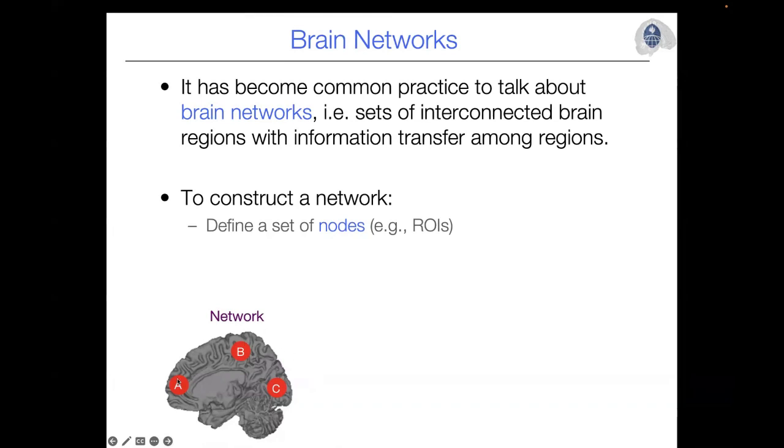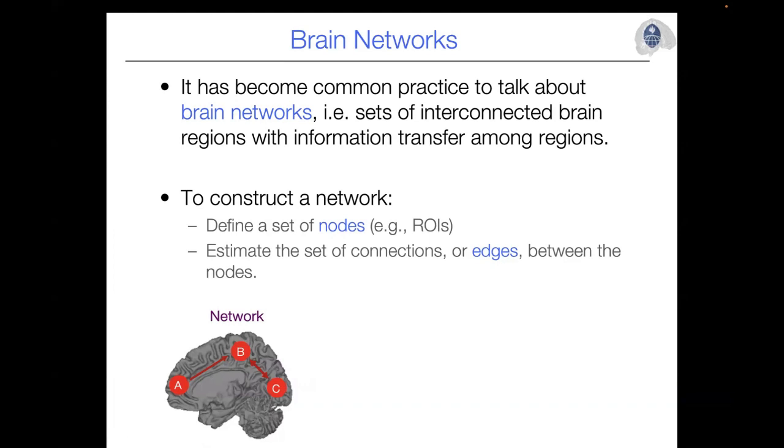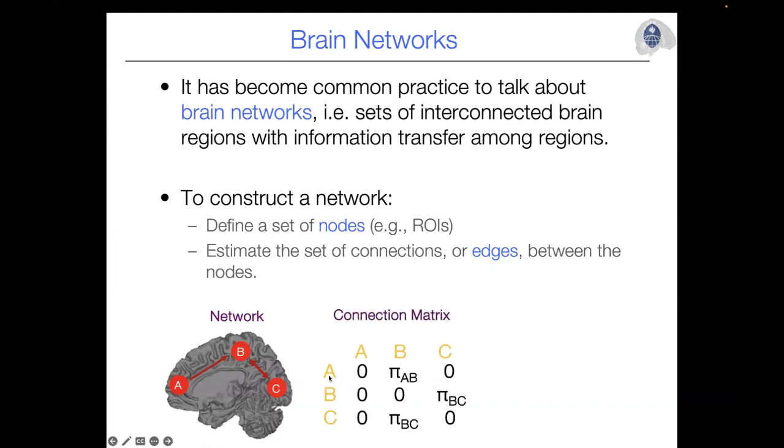In this little cartoon, I just split the brain into three different nodes. And then I might look at the edges between these nodes. These edges could either be bidirectional or directional, depending on what type of analysis I'm doing. And these can also, of course, be represented as a matrix, where one element of this matrix is the connection of A with itself. This is the connection between A and B. This is a connection between C and B, for example.